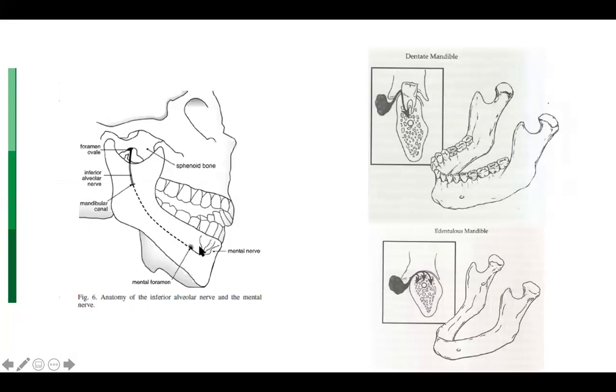So this is the mental nerve, which travels through the mandibular canal, the inferior alveolar nerve, and it touches along the medial border of the mandible and then goes across the temporal, the masticator space, to go into the foramen ovale. So this is something that we need to be aware of when we are drawing our targets.